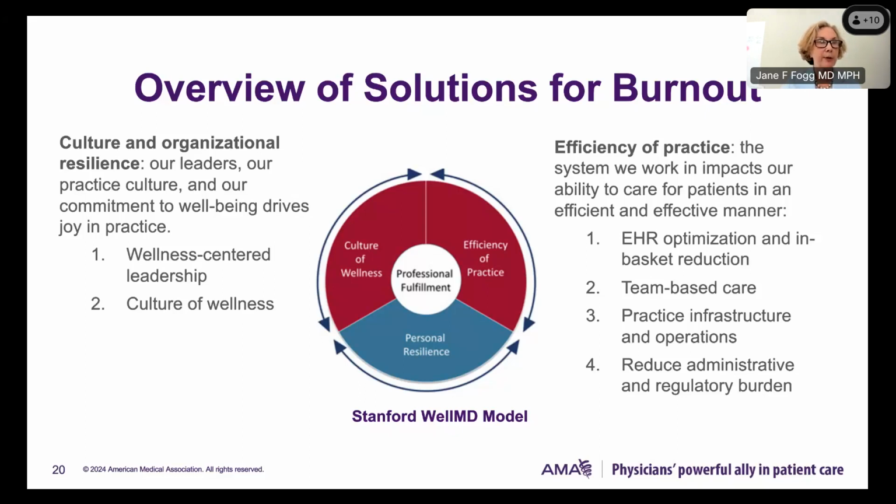But I want to talk a little bit about efficiency of practice. This doesn't mean making you go faster and harder. These are the things that allow you to do your work well. Having an electronic health record that is optimized so that you can provide the best care you can, having a team, having the infrastructure and operations run well, and certainly reducing administrative burden. So these are some of the resources we have that are all publicly available on our website.